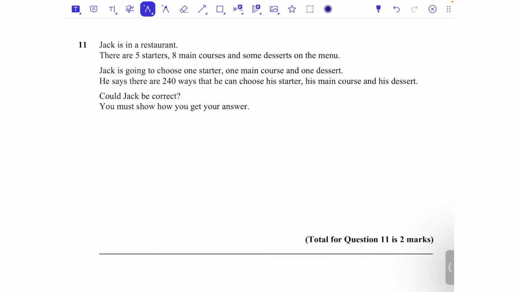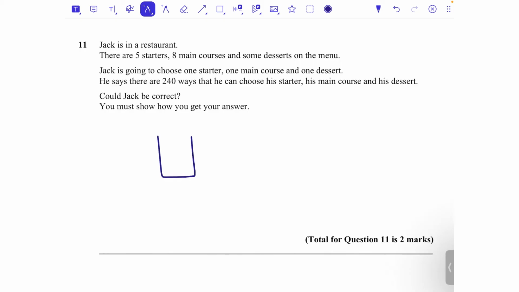Jack is going to choose 1 starter, 1 main course and 1 dessert. He says there are 240 ways that he can do that. Could Jack be correct? Well, when we think about combinations, we need to multiply. If I've got 2 t-shirts in my wardrobe and 3 pairs of jeans, 2 times 3, there are 6 different outfits that I can wear. So we're just multiplying here.